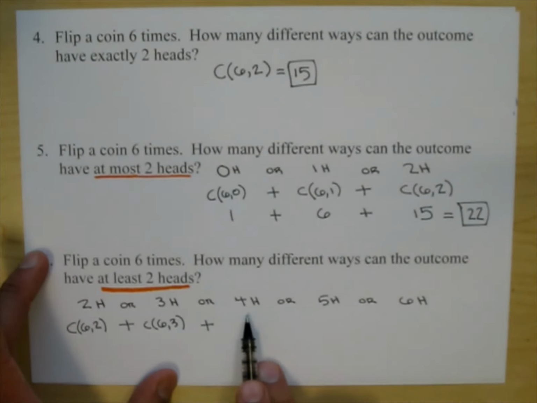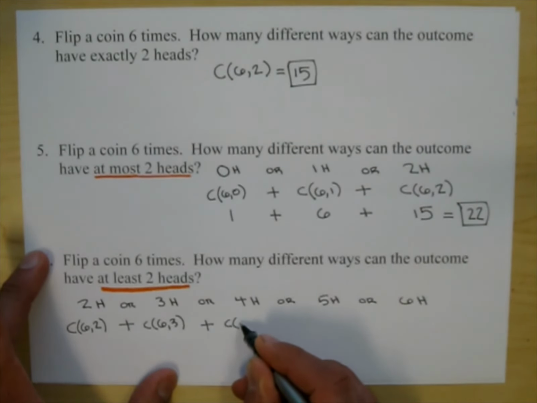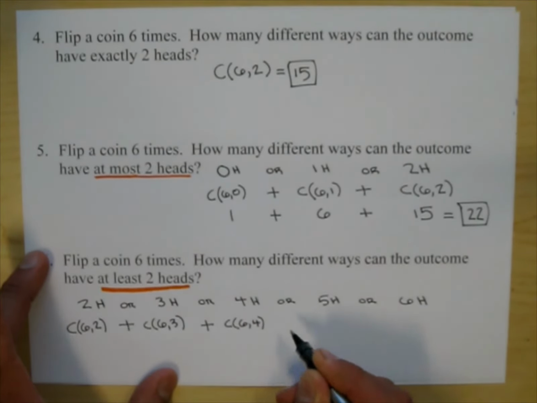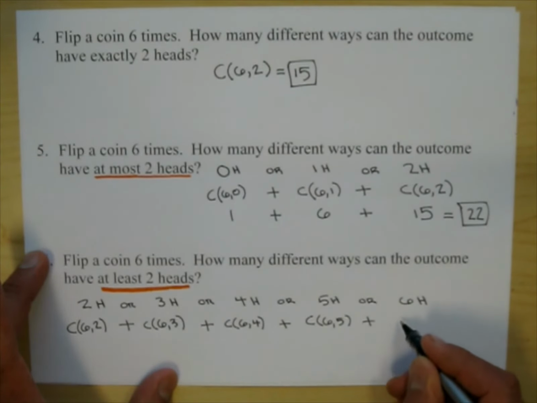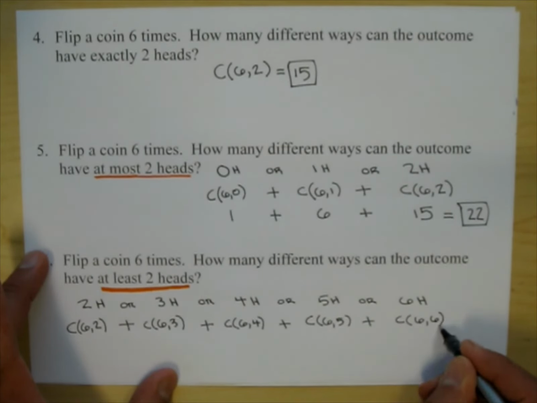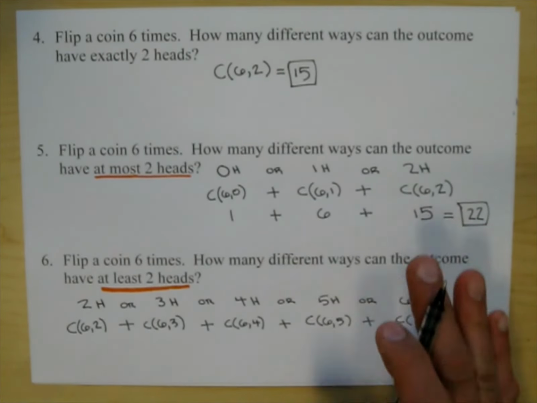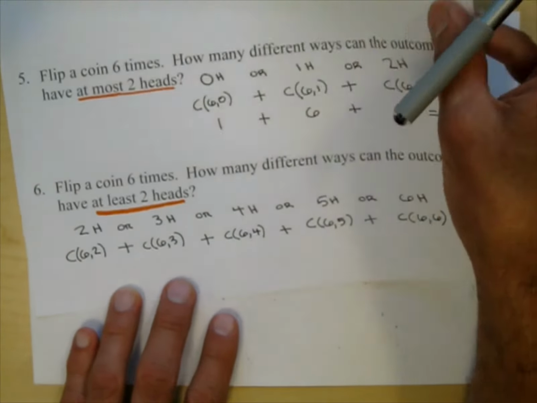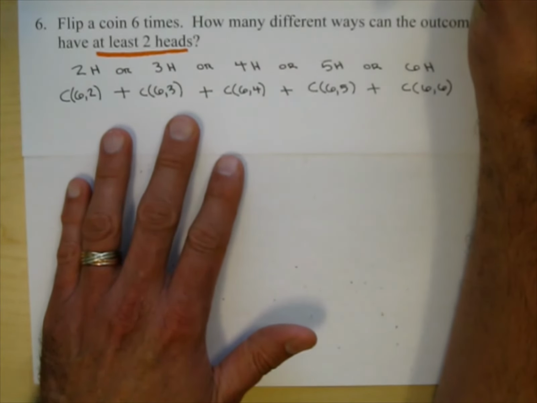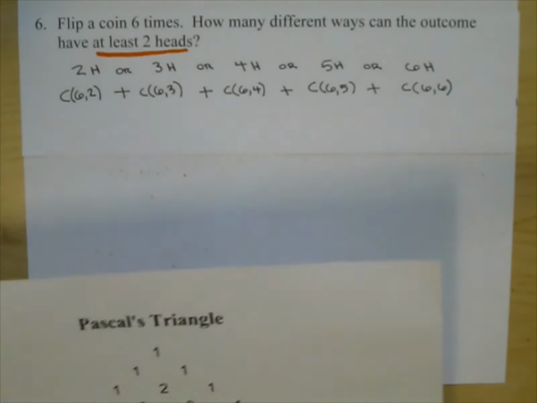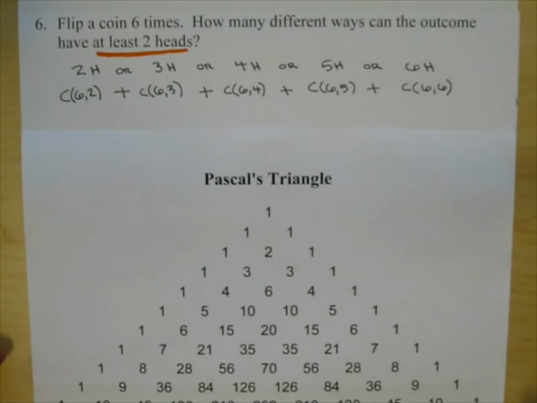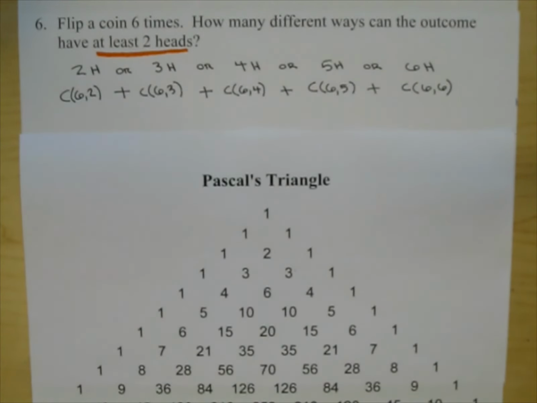Plus 4 heads, this would be 6 choose 4. Plus 5 heads, 6 choose 5. Plus 6 heads, which is 6 choose 6. Okay. I don't even know if I have that many pins. Let's see, maybe I do. Oh, no. We're pushing this to the limit here. Which is a mathy thing to say.